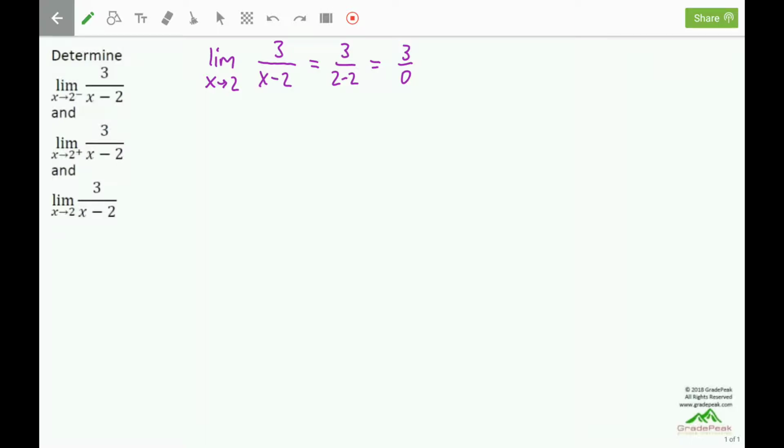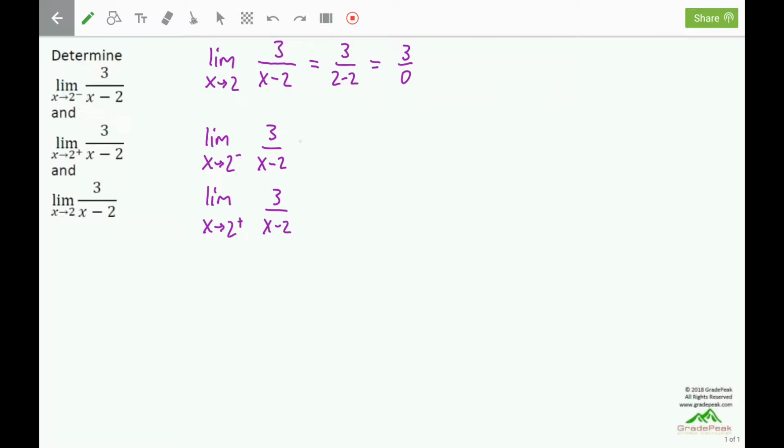A limit result of a non-zero number over a 0 is a positive infinity or negative infinity. The sign of the infinity often depends on the side it approaches from, so we will have to work out the two one-sided limits separately. We have the limit as x approaches 2 from the left side, indicated by the negative superscript on the 2, and the limit as x approaches 2 from the right side, indicated by the positive superscript on the 2, of 3 over x minus 2.